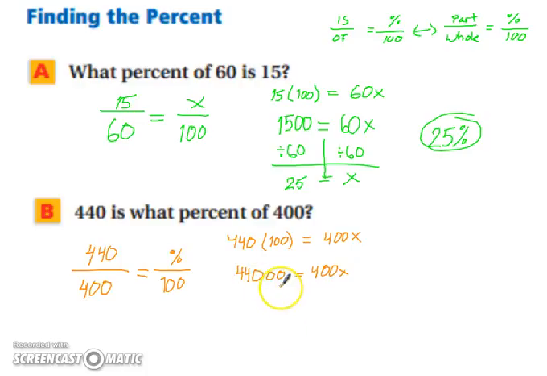Well, now we can simply divide by 400 on both sides, because we want to get x by itself. Rather important here. Which leaves x by itself, and we end up with 110. Therefore, you have 110%.